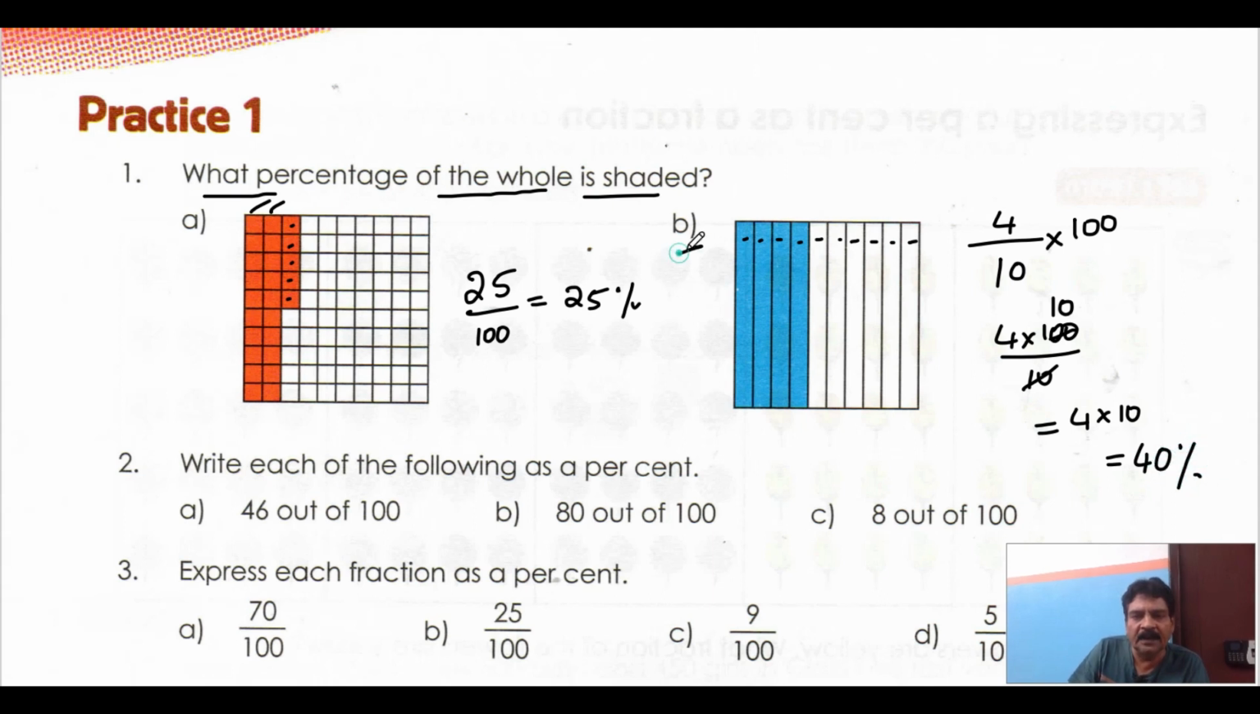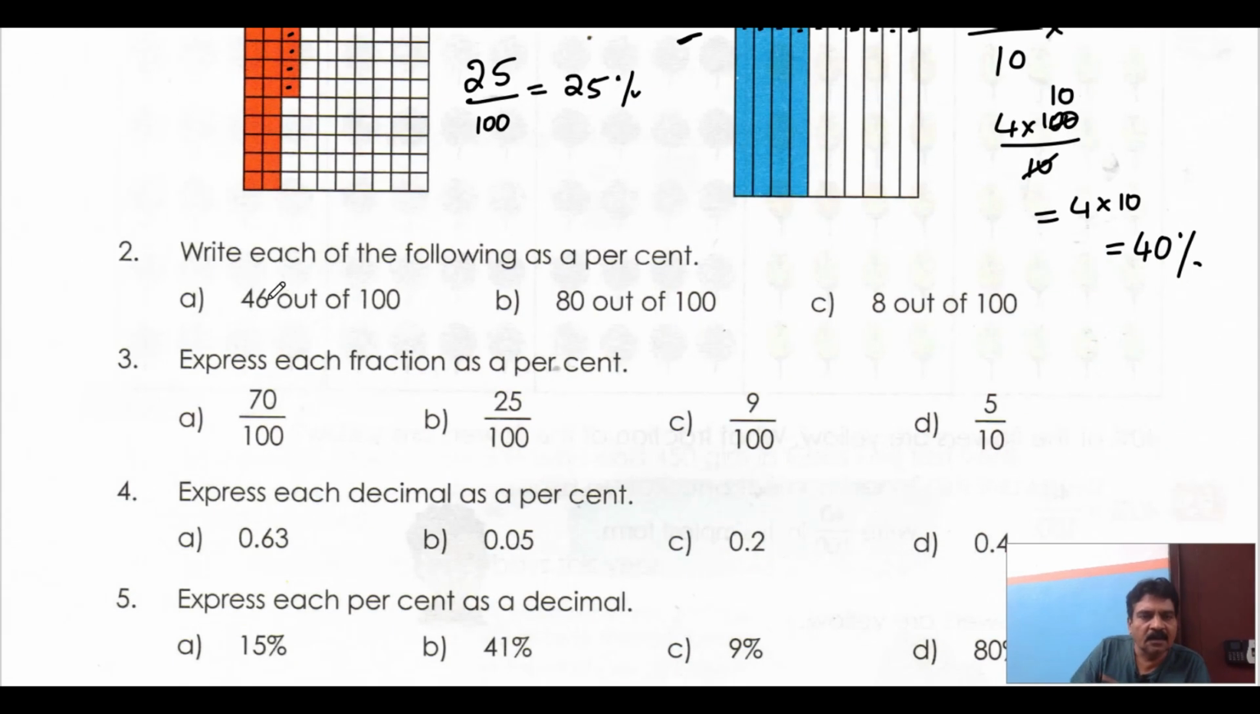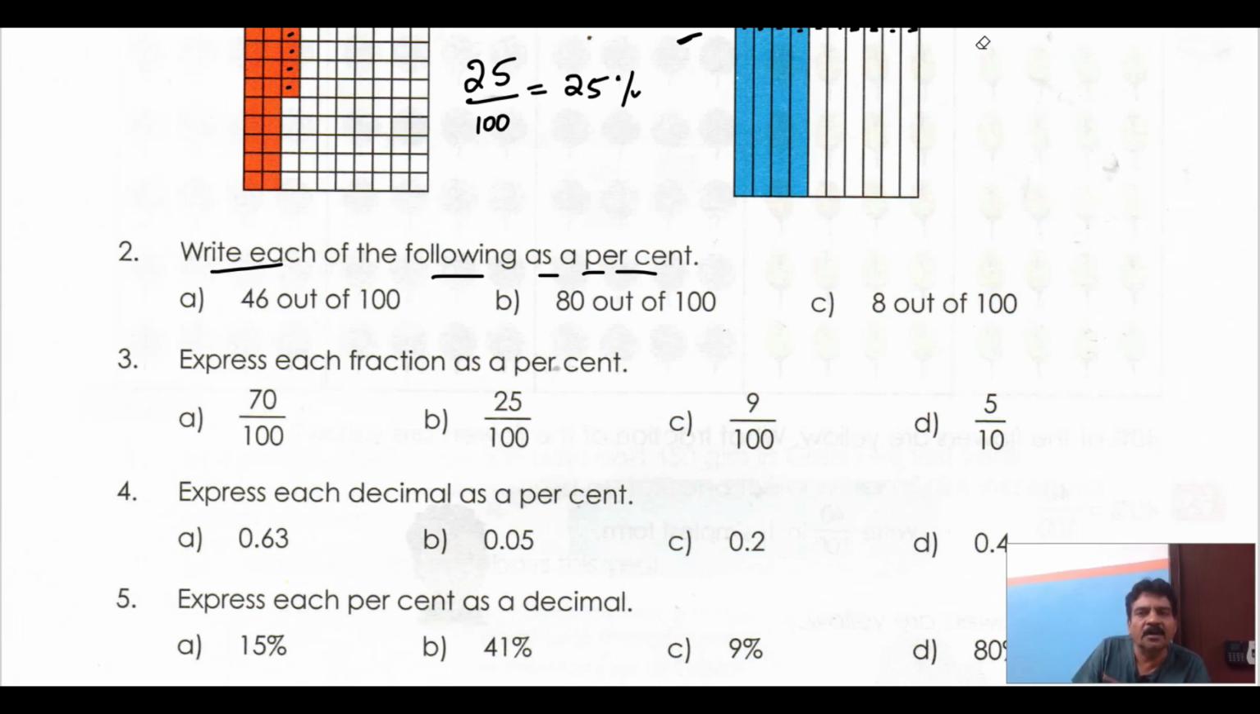So the B, 40% of the box is shaded. Let's come back to the next one. The next one is: write each of the following as a percent. It is also very simple. Read the question first and then you can do it.